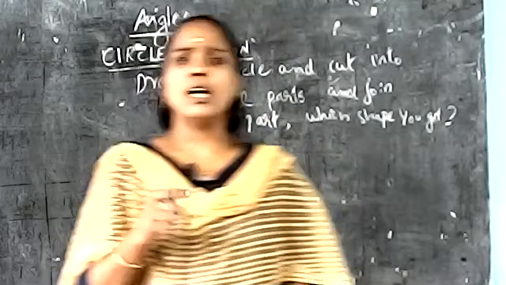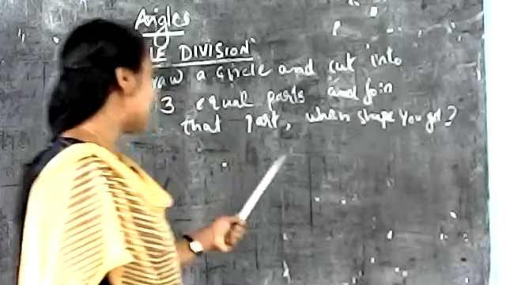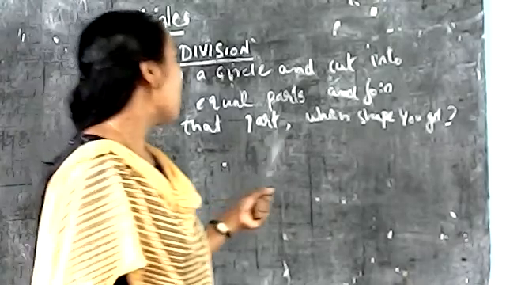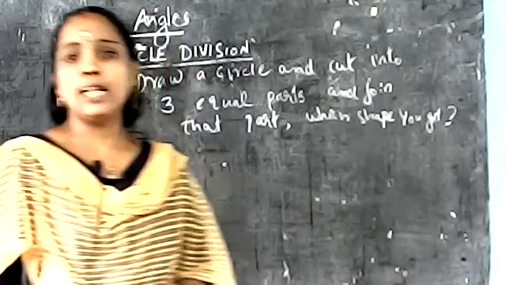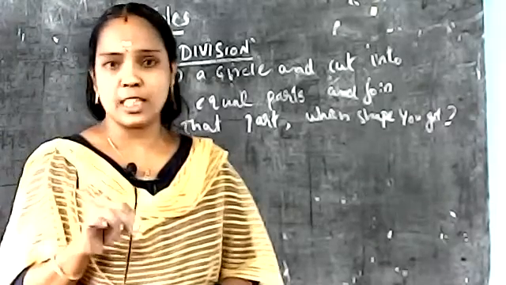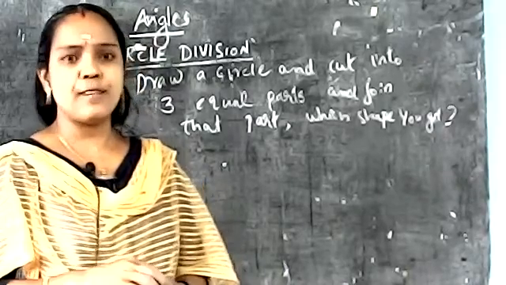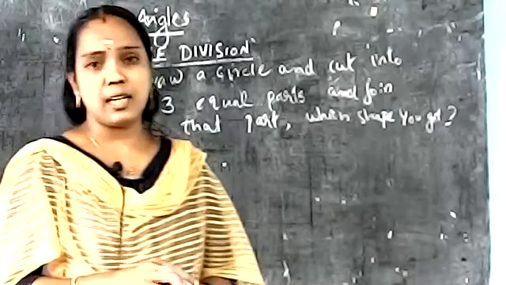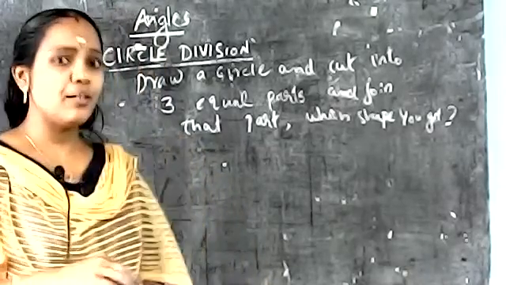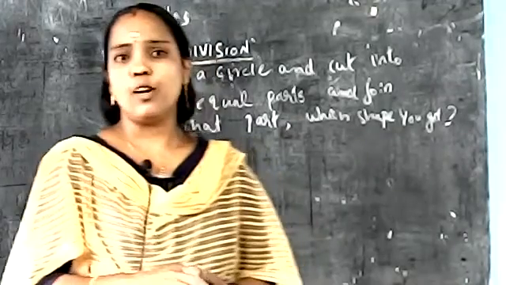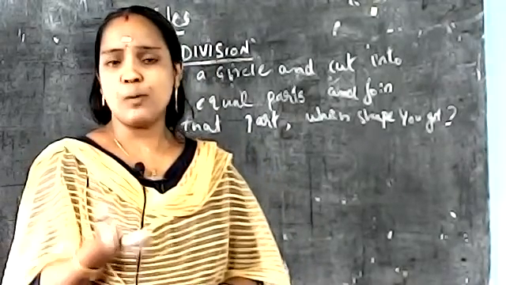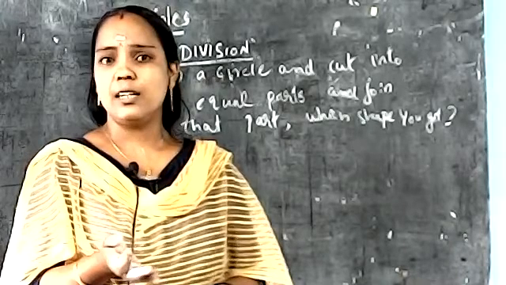Okay, next going to today's topic. One question is given. What is the question? Draw a circle and cut it into 3 equal parts and join those points. Which shape do you get after joining the points? That is the question. First step: draw a circle. What is the radius of the circle? Same as before, 5 centimeters.